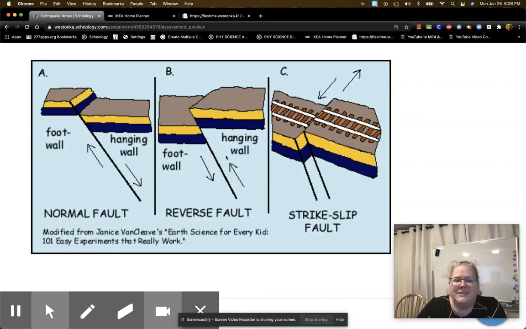And that strike slip fault is a shearing force. So a reverse fault is under compression, they're getting pushed together. The hanging wall slides up. But in a normal fault, where the hanging wall slides down, that's actually under tension.